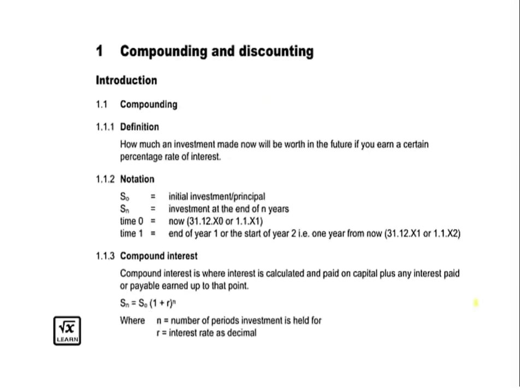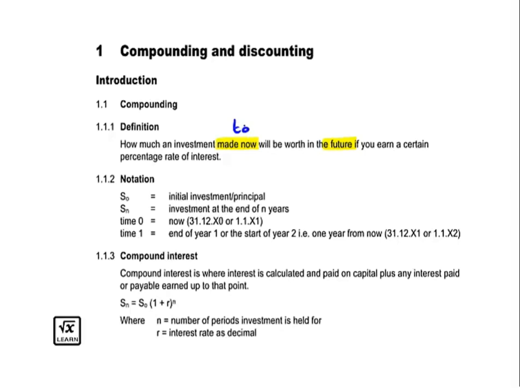So we start off by thinking about compounding. We're looking at making an investment now and seeing how much it's going to be worth in the future. So we've got then the time now, which is known as T0, and then we've got the time in the future, so perhaps 2 or 3 years' time, how much the investment will be worth.